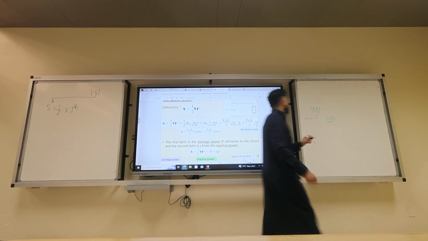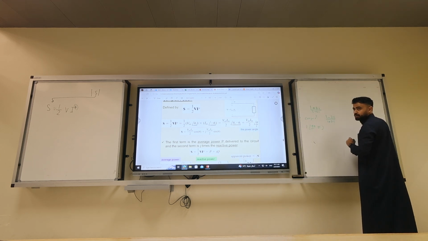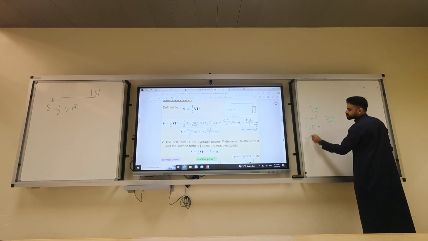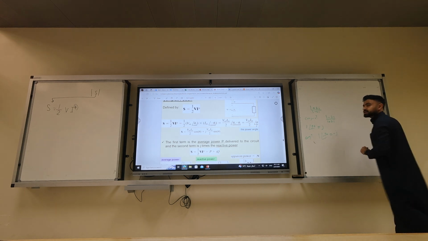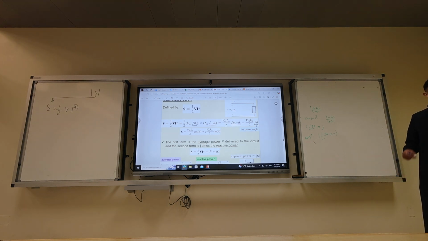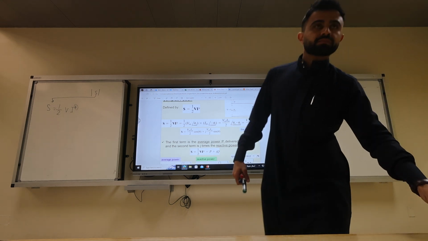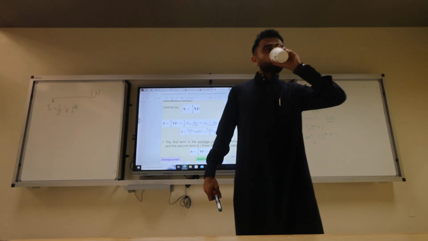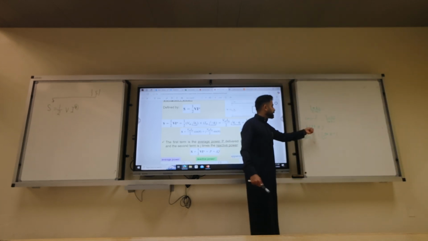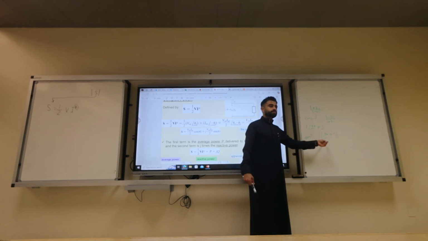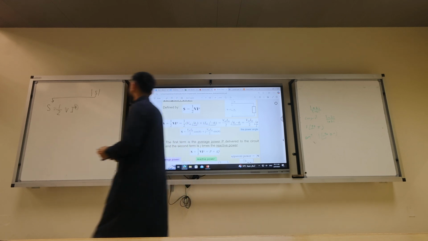Another way: if you have 1 angle 90, which is j, what's the conjugate? It's 1 angle minus 90, which is minus j. Get it? What's the conjugate of 1 angle 90? Which is minus j. So you just change the sign of the j.